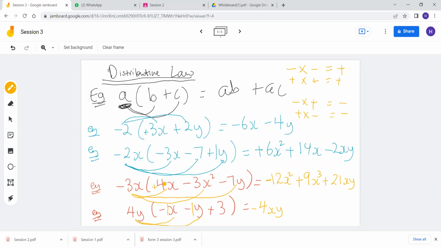Right, next one, y by y here, y squared. 4 by 1 is 4, negative by positive is negative, negative 4y squared. Last one, 4 3s are 12, y, right? 3 by 4y is 12y. Positive by positive is positive, positive 12y.